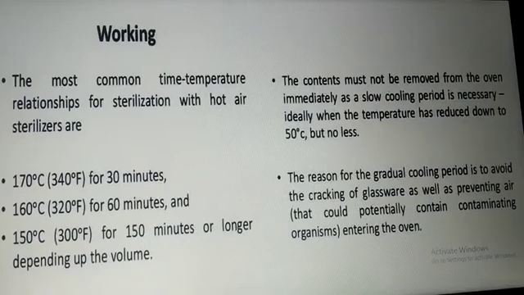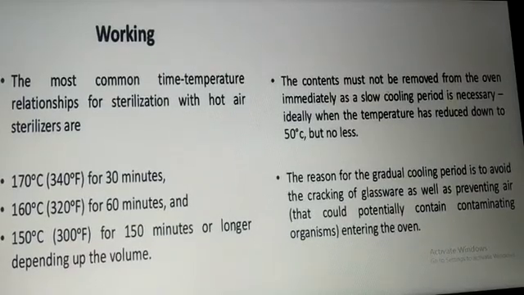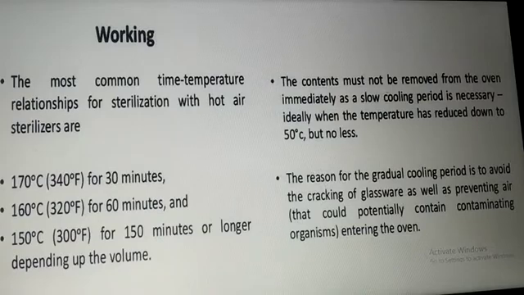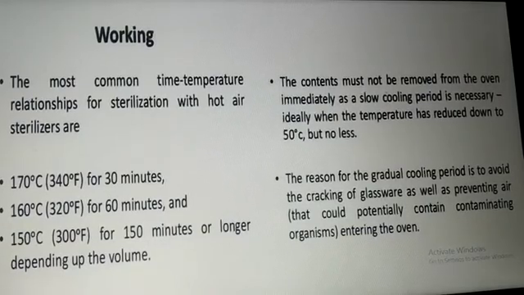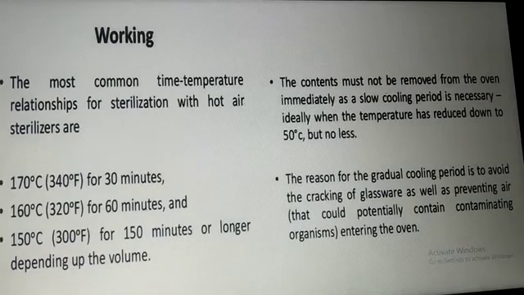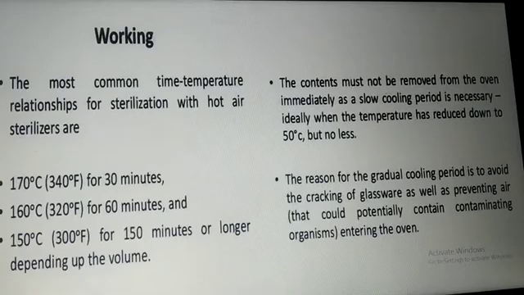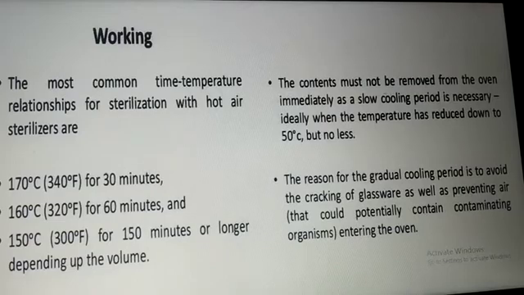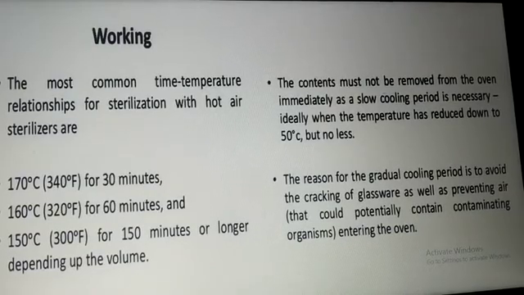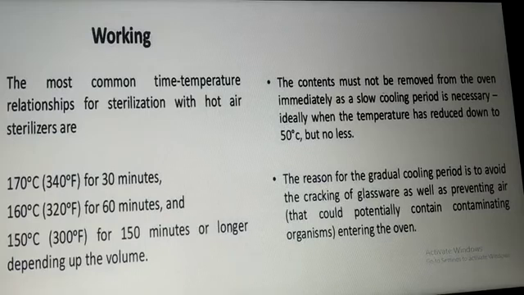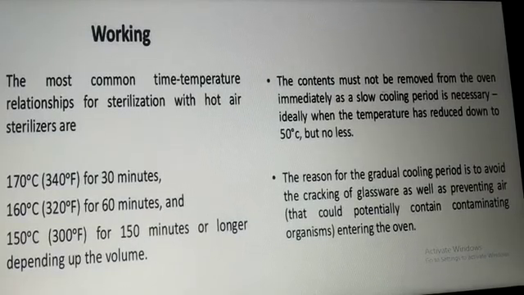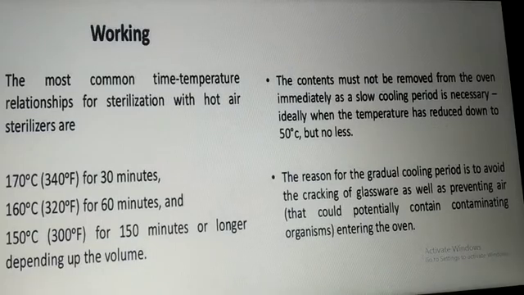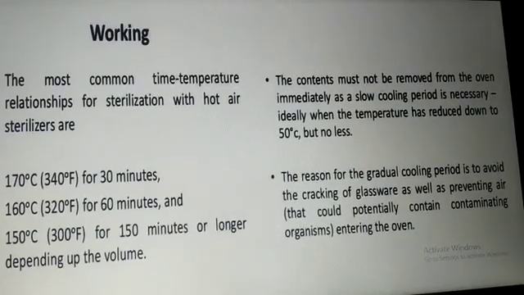Another thing you have to know: the contents must not be removed from the oven immediately, as a slow cooling period is necessary, ideally until the temperature has reduced down to 50 degrees Celsius, but no less. So you should follow these things. The reason for the gradual cooling period is to avoid cracking of glassware as well as preventing air entering the oven. This is another important thing we should follow.